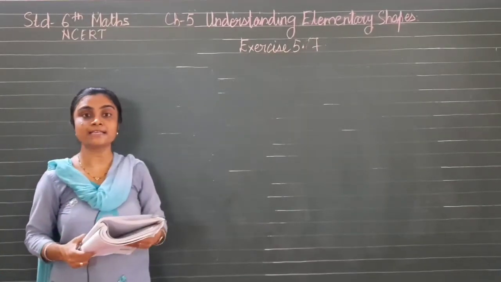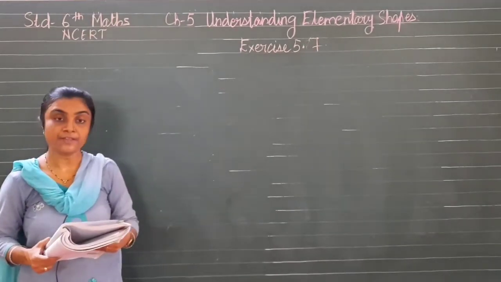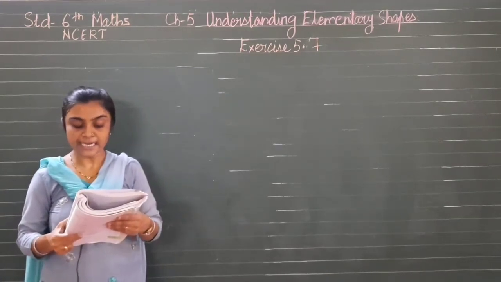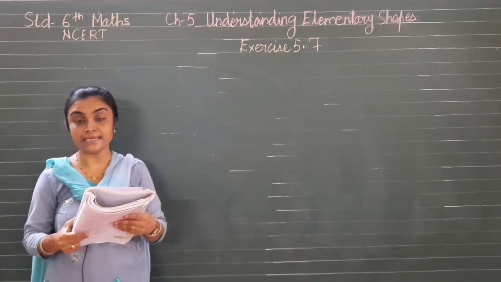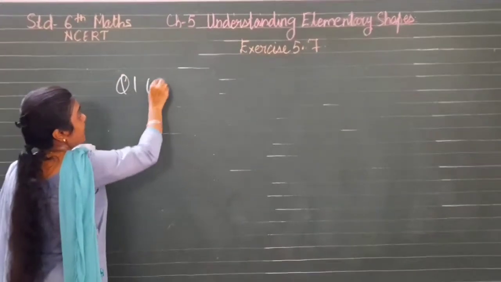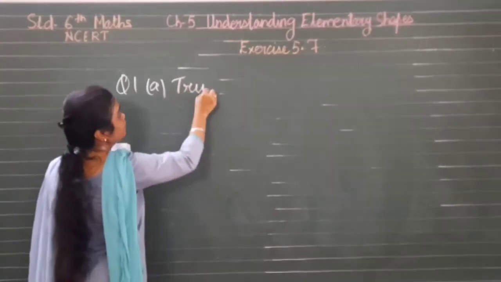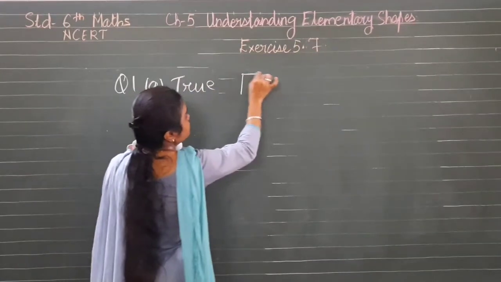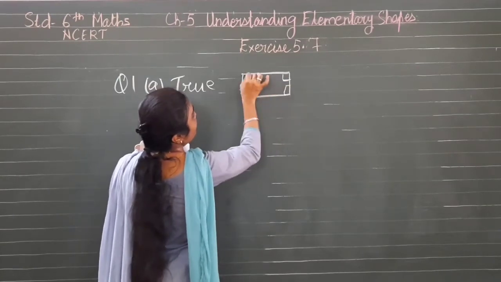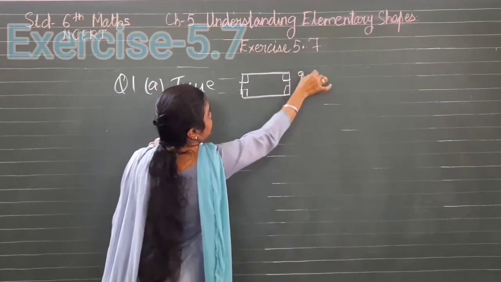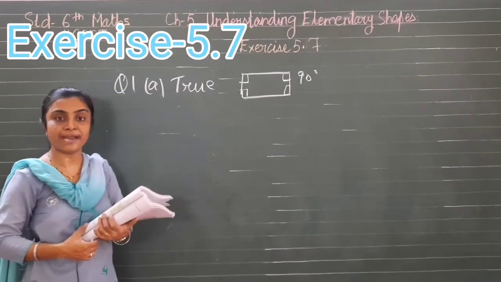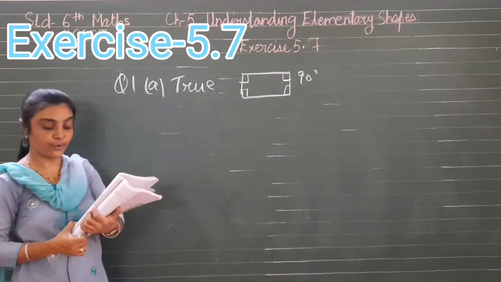Now let us see exercise 5.7. The first question is, say true or false. A: each angle of a rectangle is a right angle. So the answer for this will be true, because suppose this is a rectangle, these angles are all of 90 degrees. So each angle of a rectangle is 90 degree, that is right angle. So the first one is true.